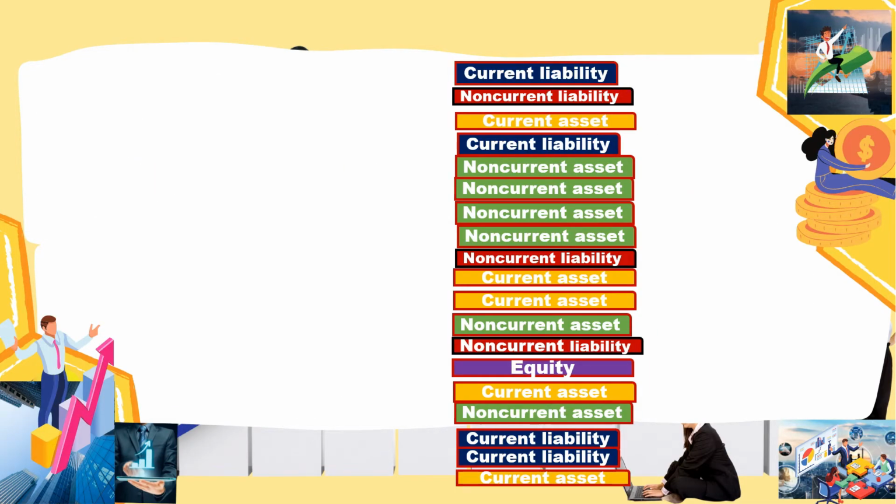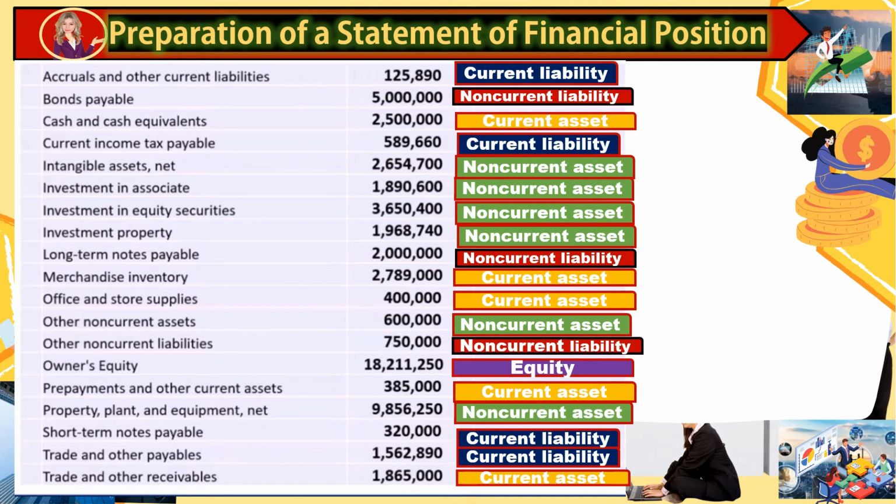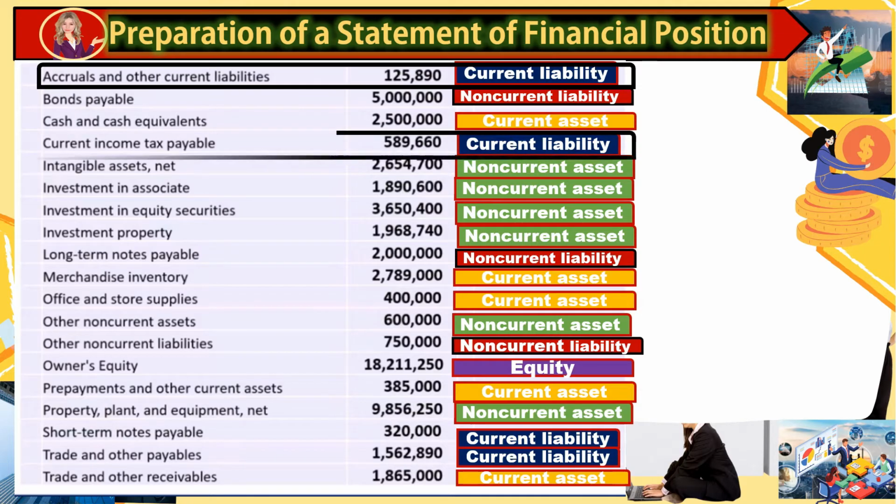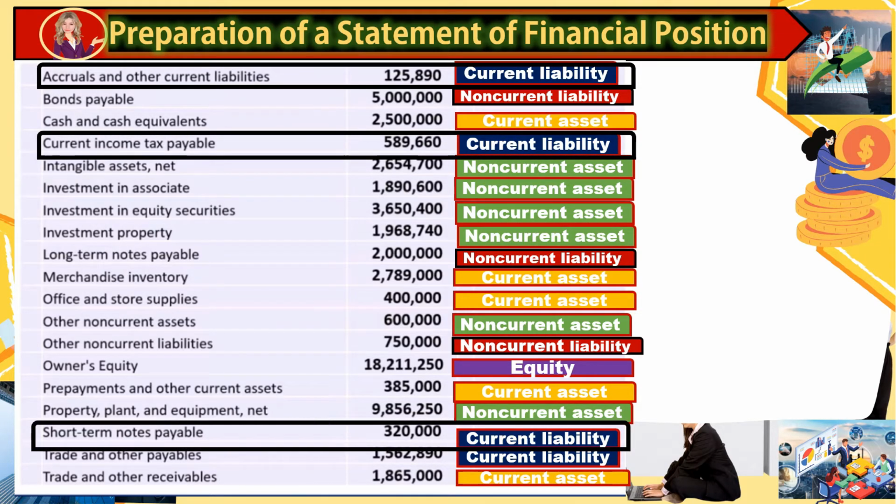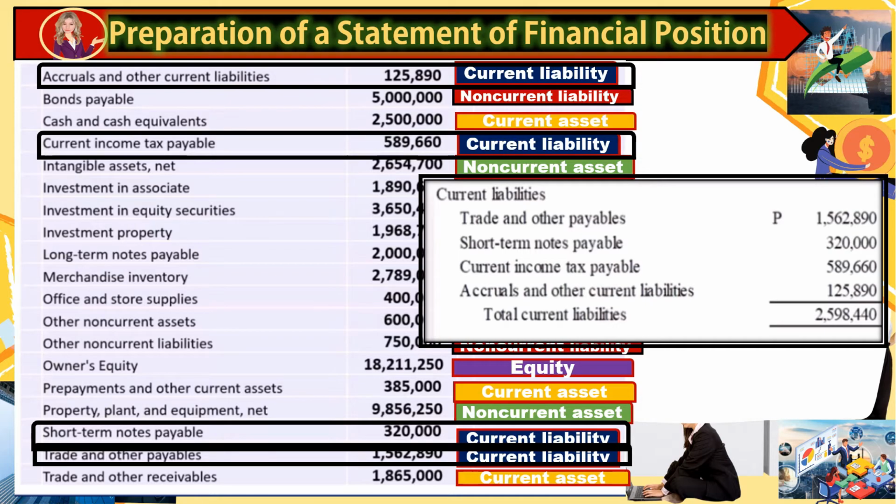Let us first merge the current liabilities: accruals and other current liabilities, current income tax payable, short-term notes payable, and trade and other payables. We have now here the current liabilities with their amounts. Trade and other payables, 1,562,890, plus the short-term notes payable, 320,000, plus the current income tax payable, 589,660, and plus accruals and other current liabilities, 125,890. Total current liabilities is 2,598,440. Proceed to the non-current liabilities.